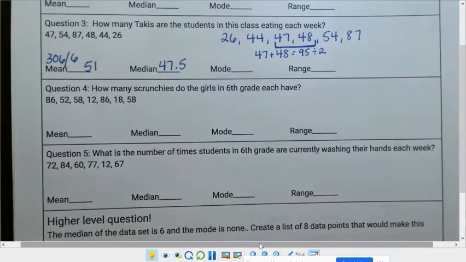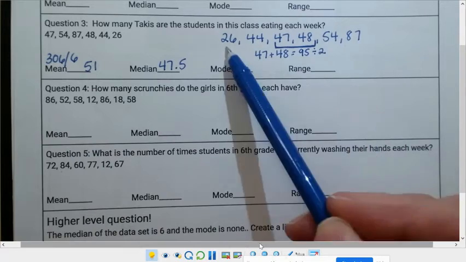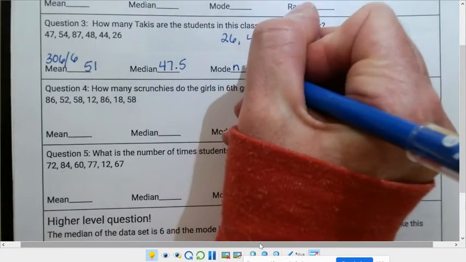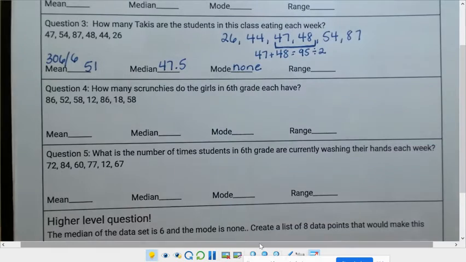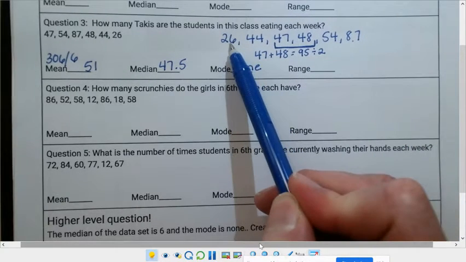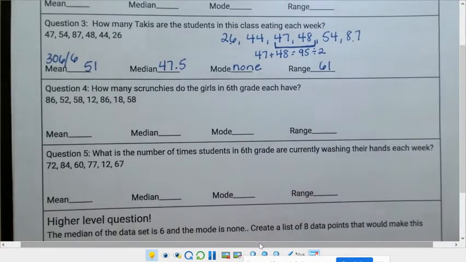So that's my median. My mode is, of course, what happens most. Well, if you look at this data set, you see that no numbers repeat here. There's nothing repeating. So my mode here would just be none. There isn't a mode. And my range, again, would be my largest number minus my smallest number. So when I subtract those, I get a range of 61.